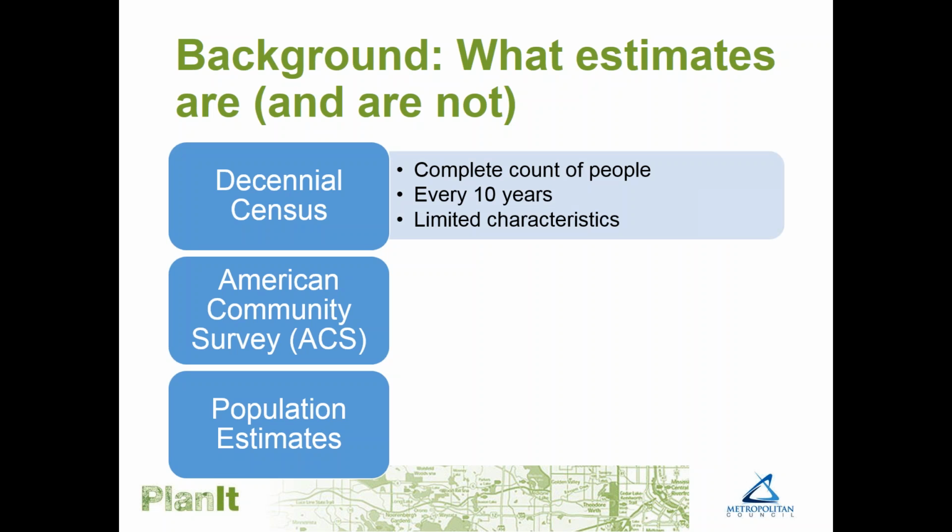First, the decennial census aims to count every single person in the country, no matter where they live, every 10 years. It doesn't have much detail on the characteristics of the population, mainly race, sex, age, and home ownership.